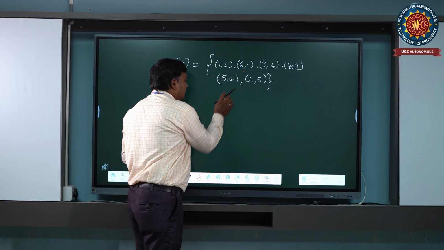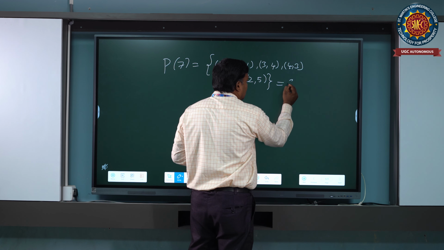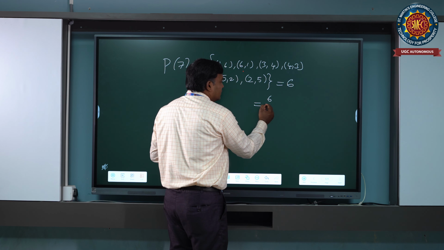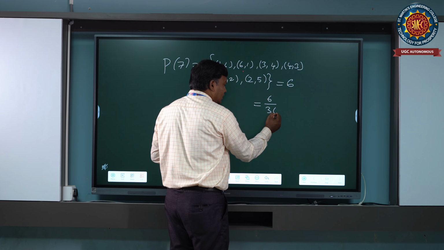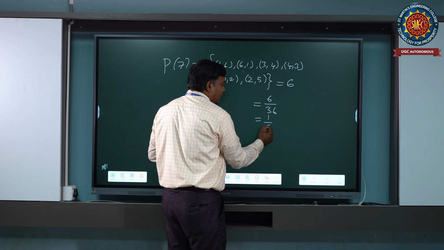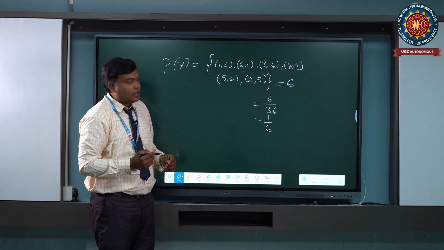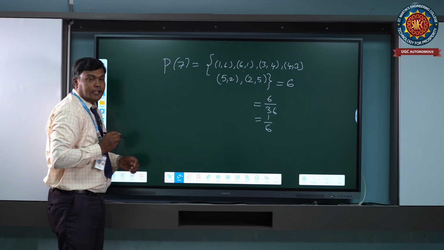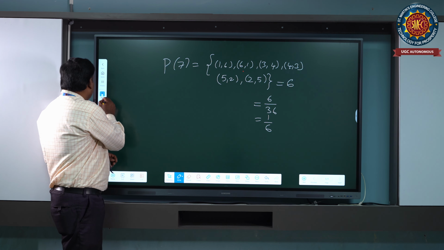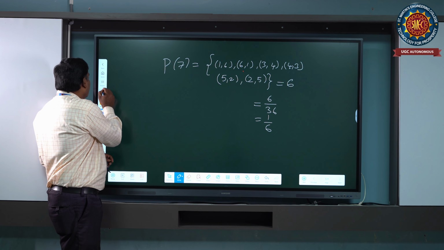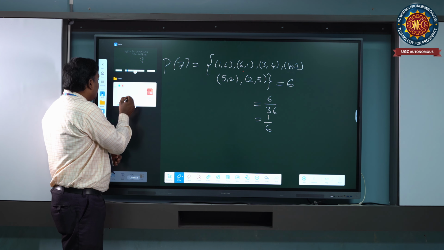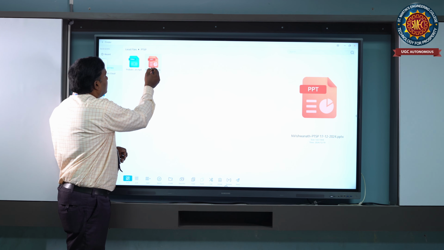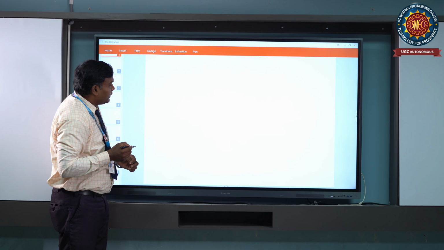So how many total outcomes here? Here also again 6. So total favorable outcomes 6, total outcomes 36. Again this is equal to 1 by 6. So here this is about calculating probability and using conditional probability, and we will see. One more important theorem we will discuss, and we will try to solve a simple problem related to this.